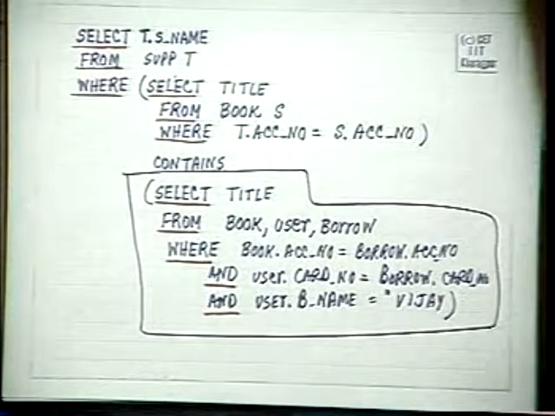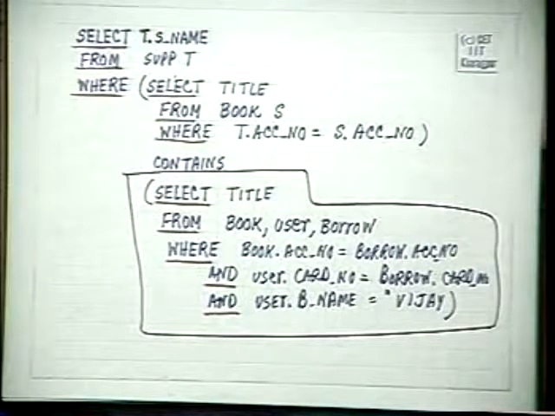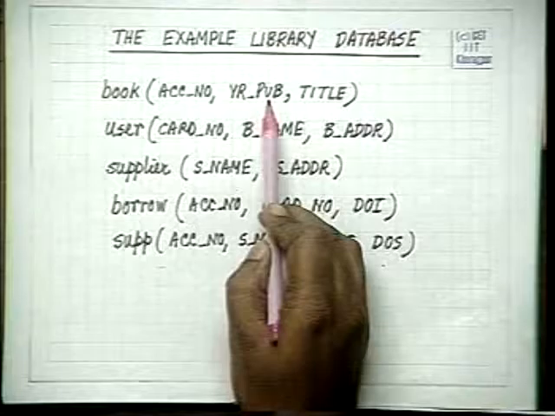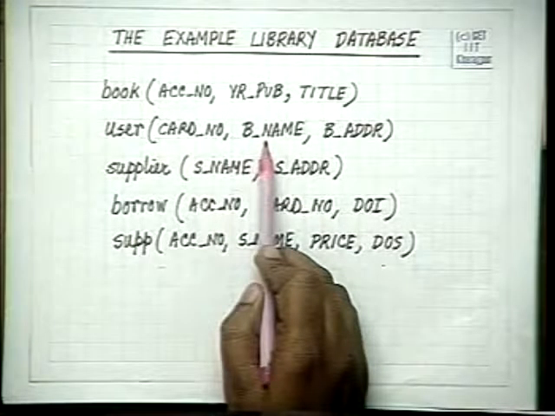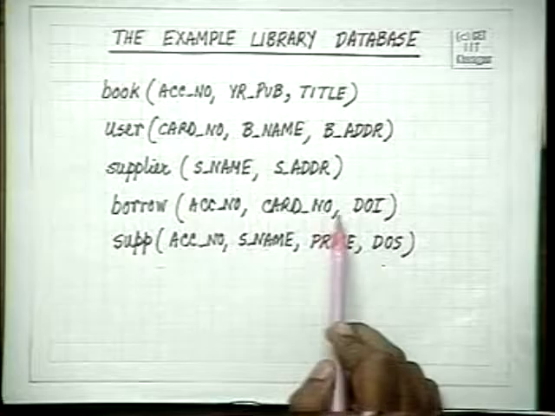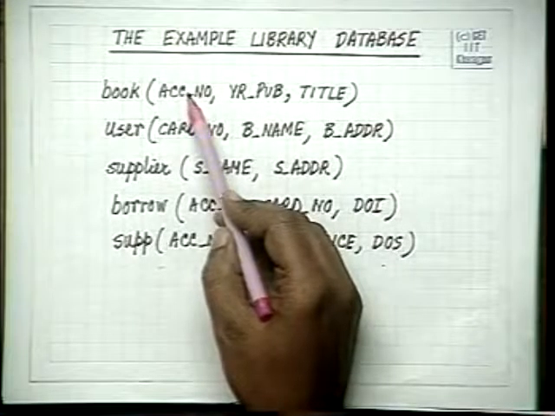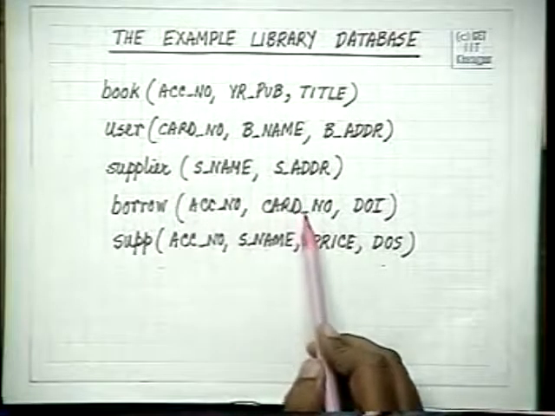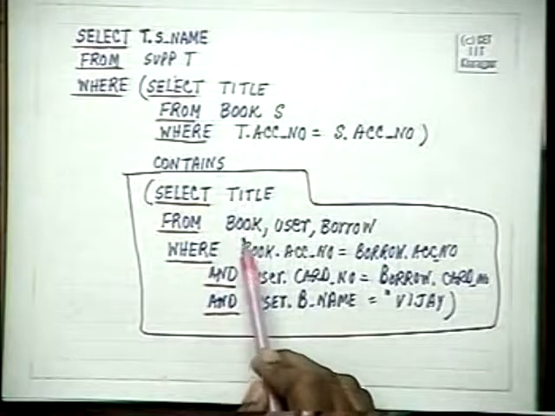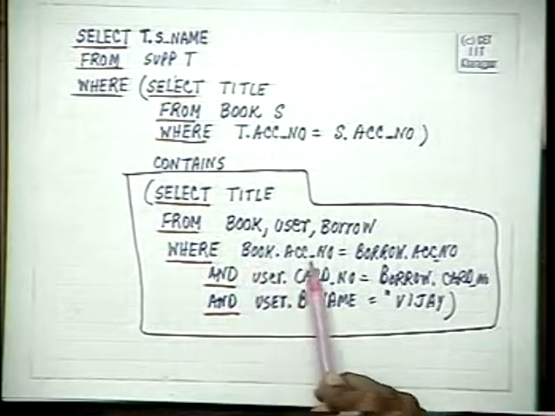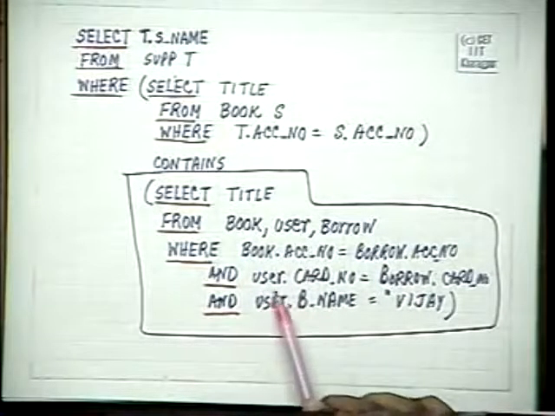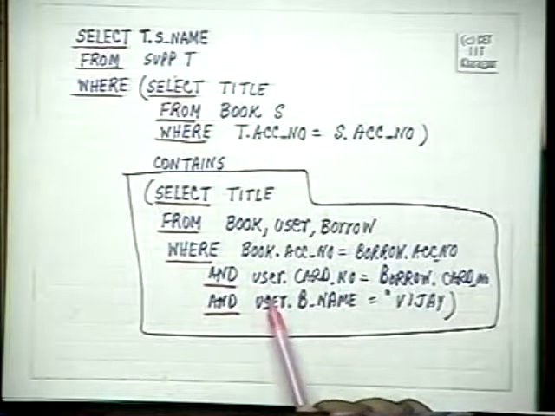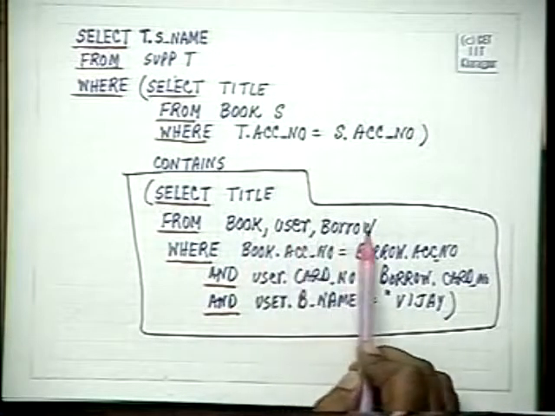So let us go back to our original database. Book: accession number, year of publication, title. User: card number, name, address. Borrow: accession number, card number, date of issue. So the common attribute between book and borrow is accession number, and between user and borrow is card number. Here, in select title from book, user, borrow, you did a natural join between book and borrow and a natural join between borrow and user.